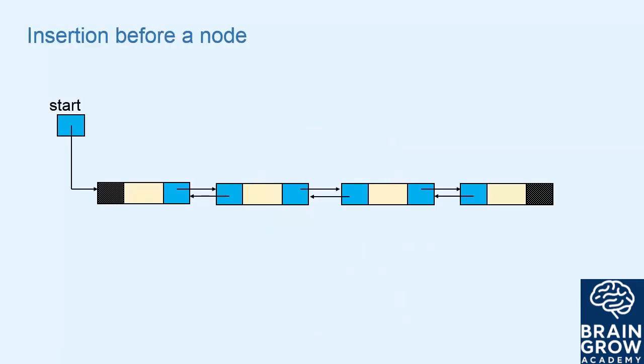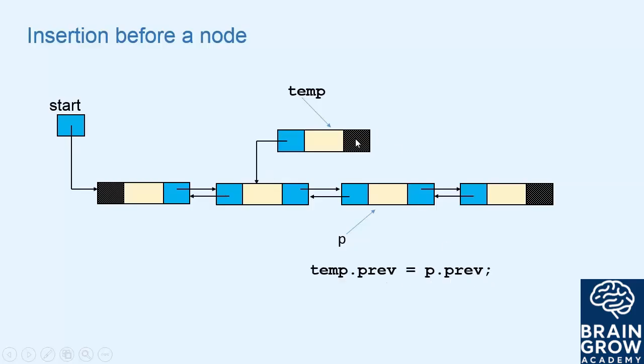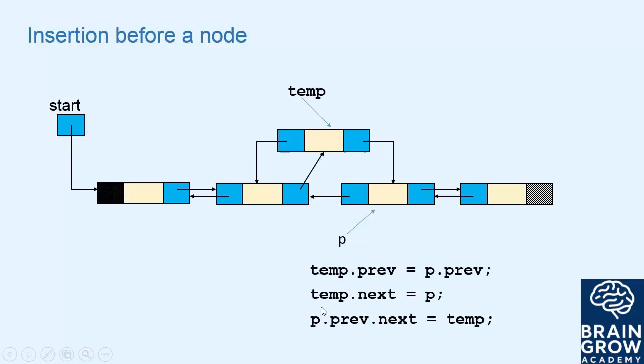Now we'll see how we can insert a new node before a node. Suppose we are given reference to this node and we have to insert a new node before this node that is referred to by p. So we allocate a new node. Now the previous part of this node should refer to this node. So we write temp previous is equal to p previous. Next part of this new node should refer to this node. So we write temp next is equal to p. Now the next part of this node should refer to this node. So we write p previous next is equal to temp, and the previous part of this node should refer to this node. So we write p previous is equal to temp. So this is how we can insert a new node before a node.